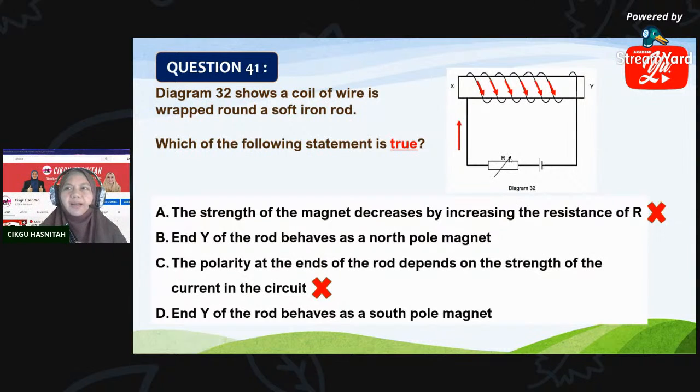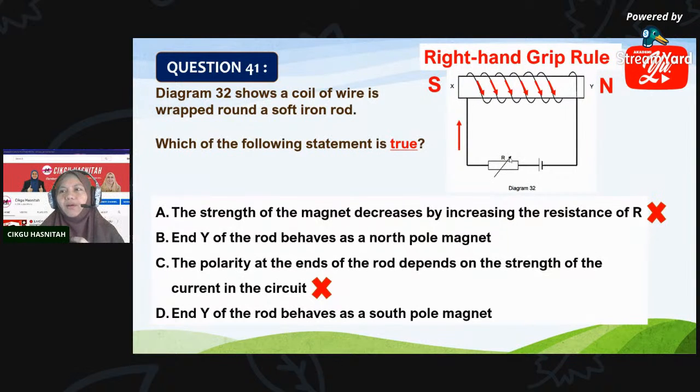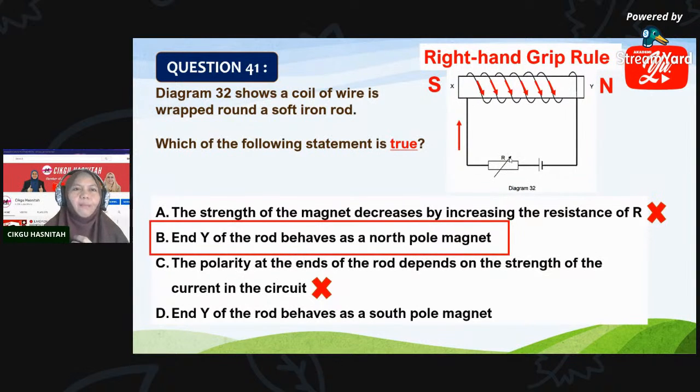So it shows us that end Y is a north pole, while end X is a south pole. So the answer is B. Okay, end Y of the rod behaves as a north pole.